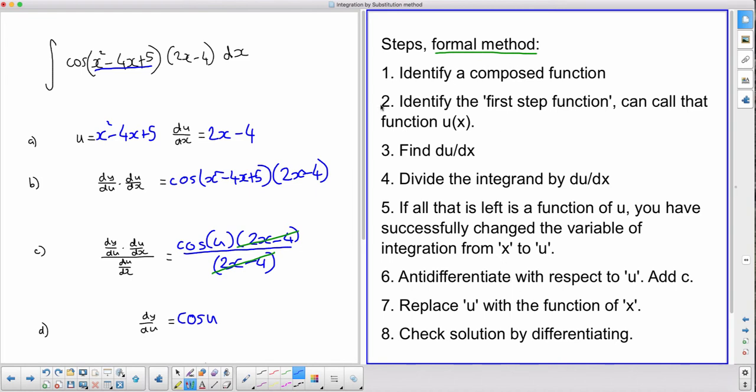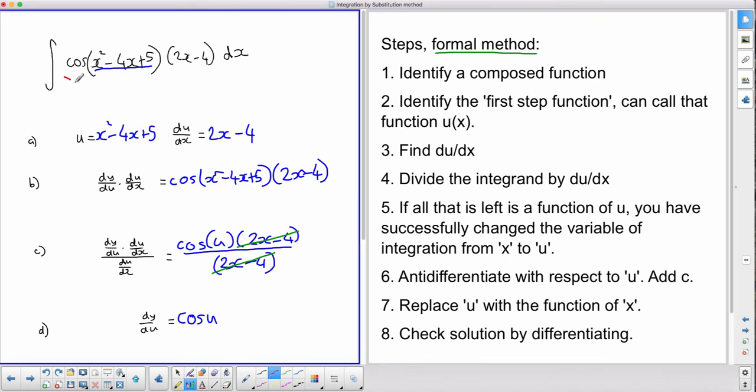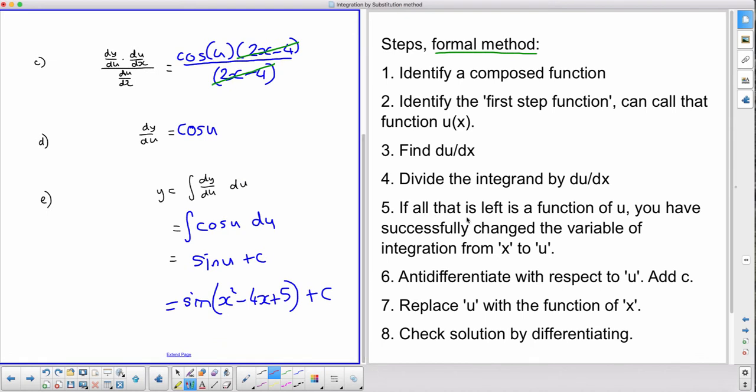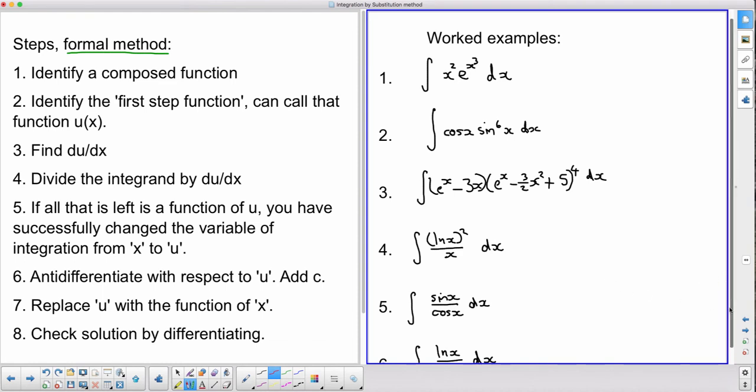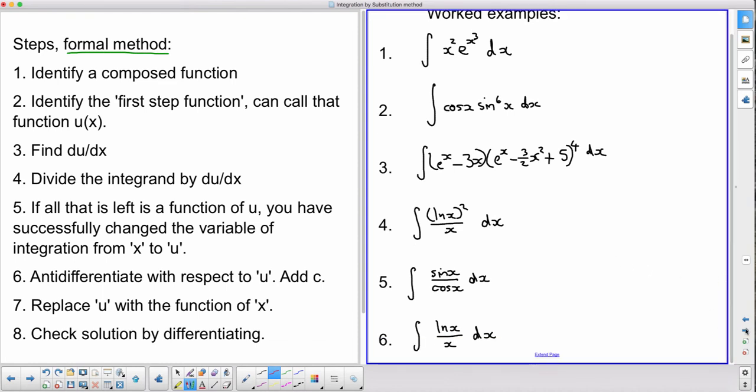Okay, so let's formalize that into 8 steps. First we're going to identify a composed function. Here we have cos of x squared minus 4x plus 5, and we'll identify the inside part of that is x squared minus 4x plus 5. We call that inside part u and differentiate it. We'll state the integrand as a product dy by du times du by dx. Divide everything by du by dx. See if we are left with a function of u, or if we get a mixed up function, in which case our method fails. Then anti-differentiate with respect to u.